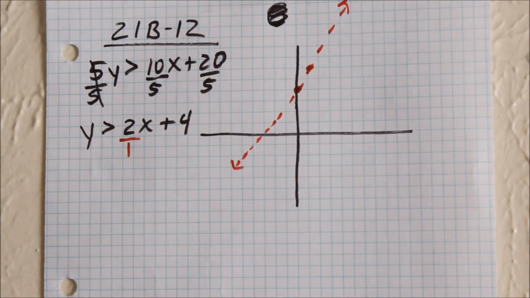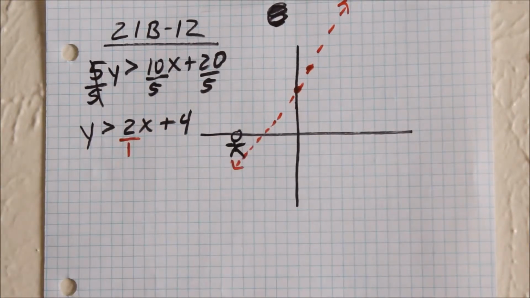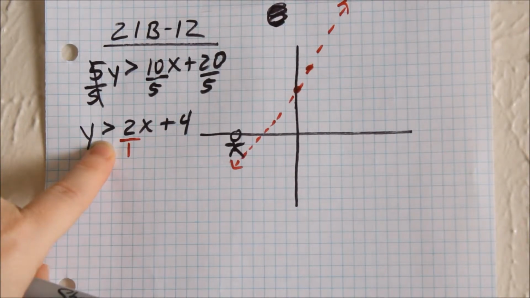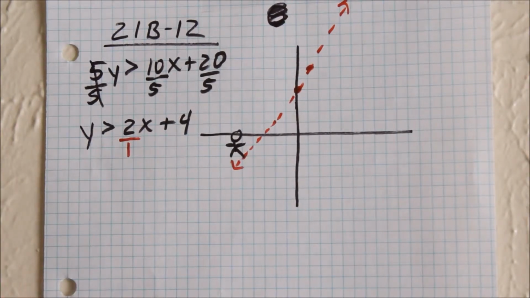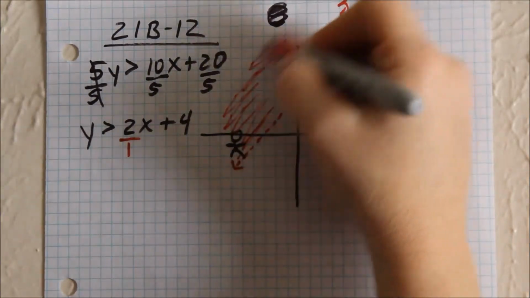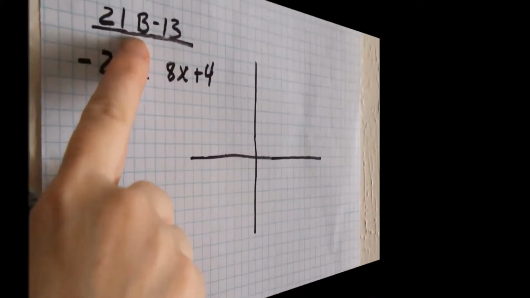And then we have to shade. I like to think that there is a man standing on the line. The line represents the ground. If I want greater than, I need everything above the line. Greater means above, so you just shade everything that's above the line.